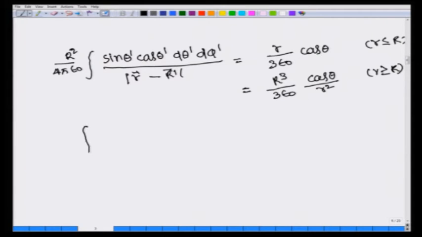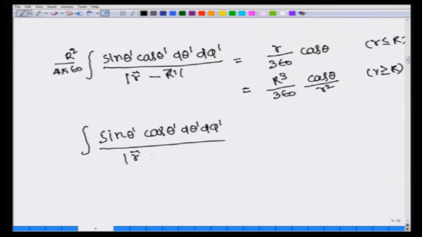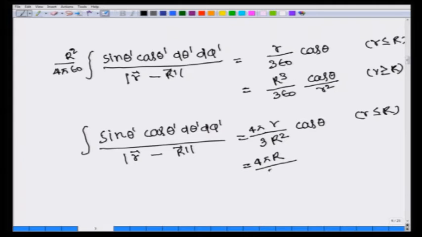So we can write this as sin theta prime cos theta prime d theta prime d phi prime over vector r minus vector r prime equal to, so we can see this can be written as r over capital R square into 4 pi over 3 cos theta for r smaller than capital R, and equal to 4 pi R over 3 cos theta over r square for r greater than or equal to capital R.